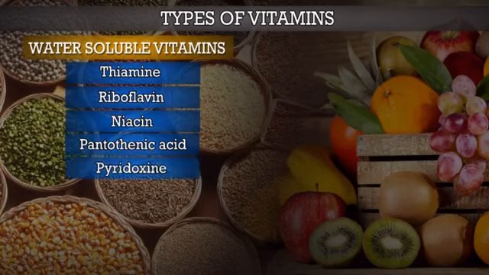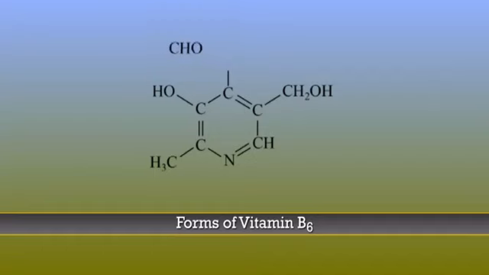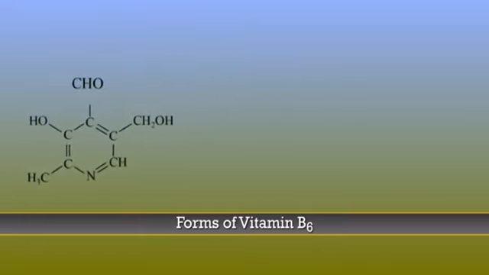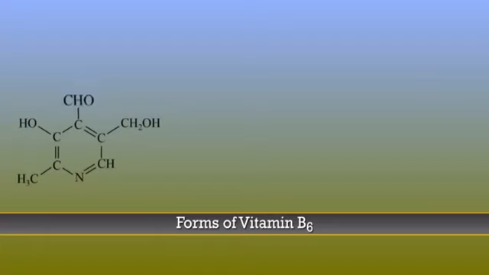Next vitamin is pyridoxine. Pyridoxine is also known as vitamin B6. Substitution at position C4 of the pyridine ring by different groups leads to the formation of three forms of vitamin B6. The formyl derivative, that is 4-formyl 3-hydroxy-5-hydroxymethyl 2-methylpyridine, is called pyridoxal.